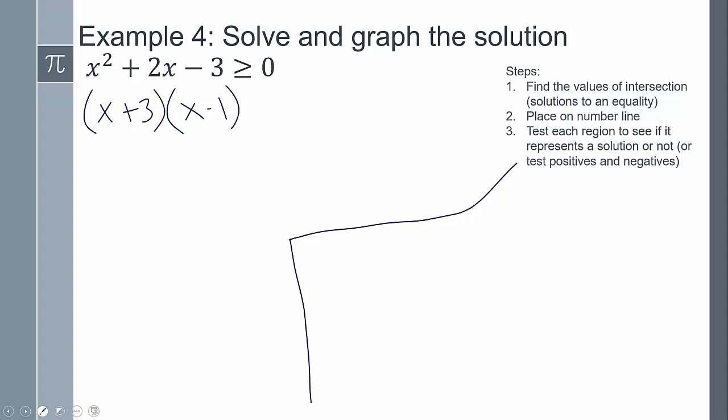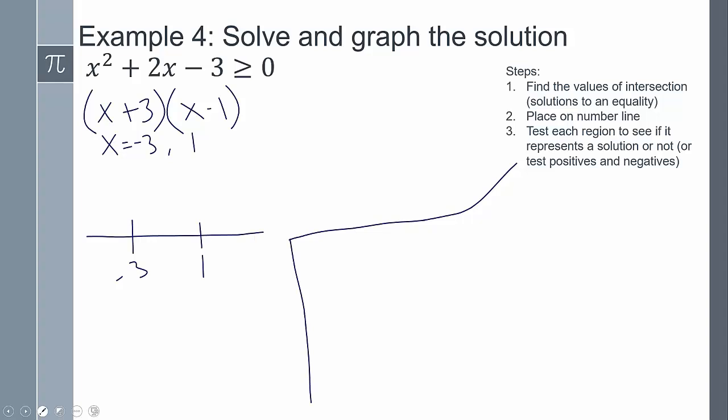My solutions set each equal to 0, and so I'm going to get -3 and +1. But all we need to do is worry about the number line. And so now I want to put these values on a number line. Now, even though I only wrote in -3 and +1, remember over here it's still -4, -5, -6. In between I have values like -2, -1, 0, and then over here I have 2, 3, 4, etc.